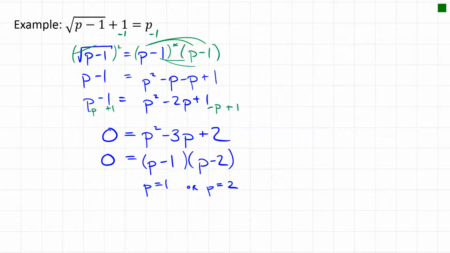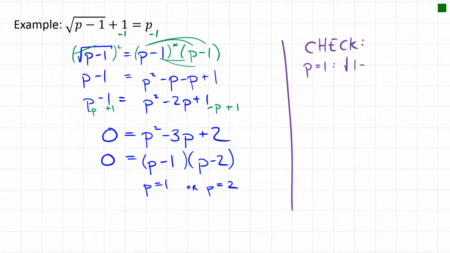But we're not done this problem until we check our solution. Always, always, always check. So first I'm going to check p equals 1, because we have two potential solutions here. Does the square root of 1 minus 1 plus 1 equal 1? Well, the square root of 0 plus 1 does in fact equal 1, so p equals 1 is a valid solution. But I also have to check p equals 2.